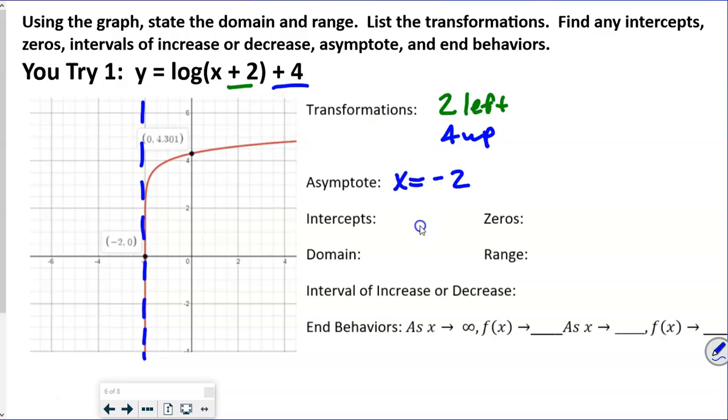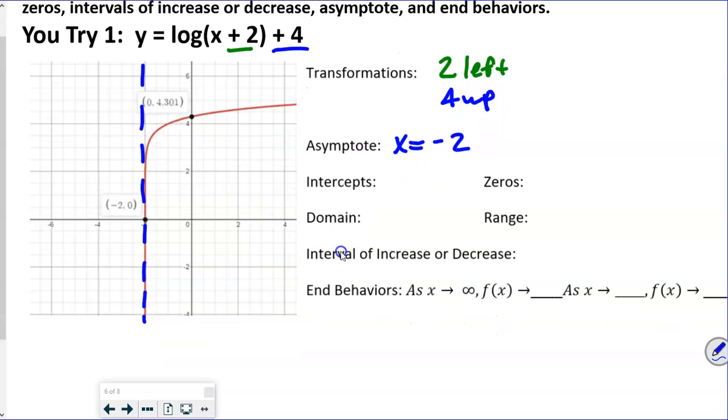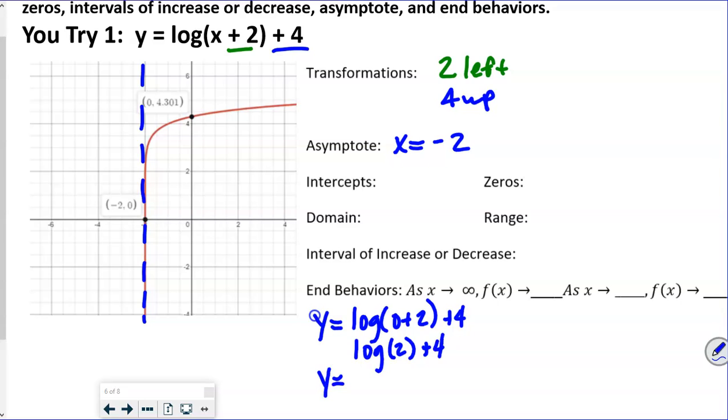Then our intercepts, again, we're going to go ahead and solve for these, okay? So to solve for our y-intercept again, we're going to solve for y. So y is equal to, again, the log of 0 plus 2 plus 4. So we're going to do the log of 2, and then we're going to add 4 to that. So when we do the log of 2, I got y is equal to 0.301, and we're going to add that to 4. So our intercept here is going to be 0, 4.301. Okay, that's our intercept.